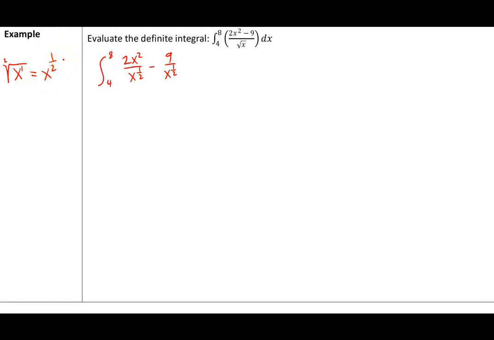Okay, so we're going to split these up into two separate terms, divide them both by x to the 1/2. We did this way back when we did derivatives. Now, to get this ready for integration, we have to move the x to the 1/2 to the numerator. In other words, when you move it to the numerator, it's going to become negative. Or you can remember the properties of exponents, where if you divide the same base, we subtract the powers.